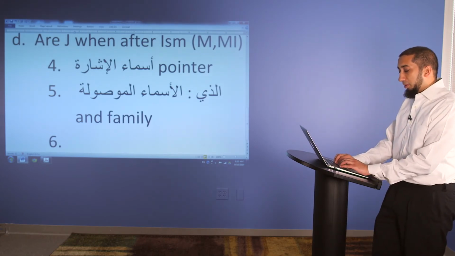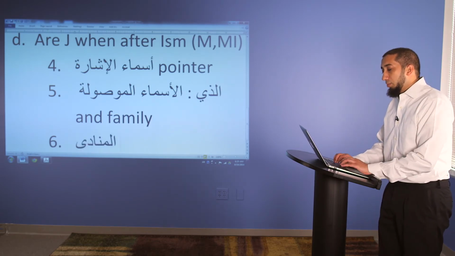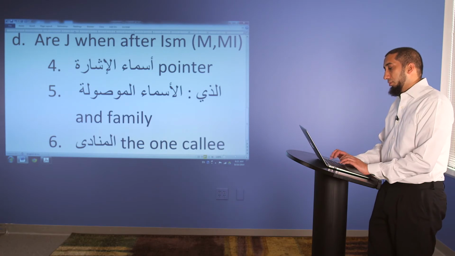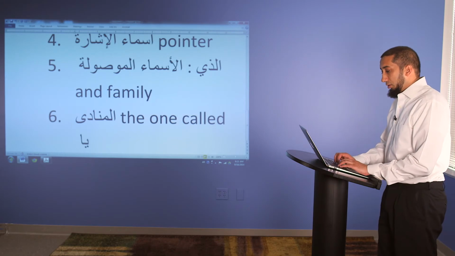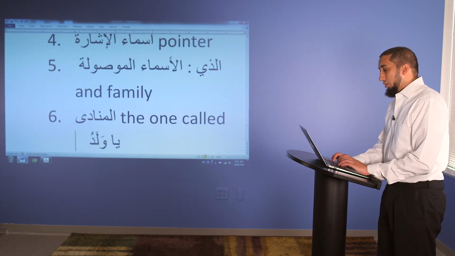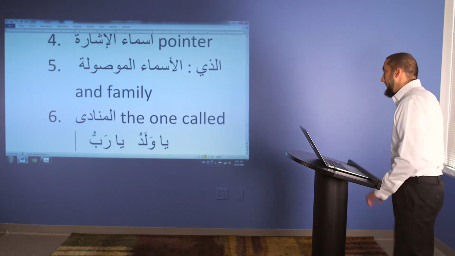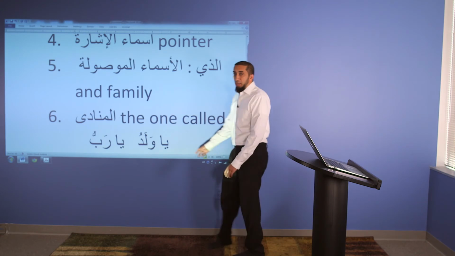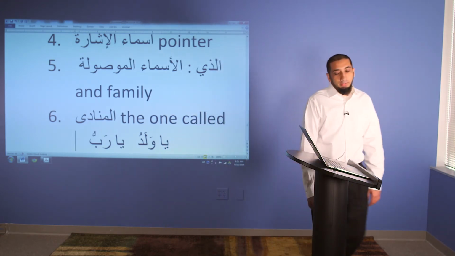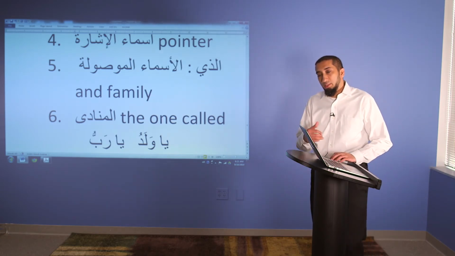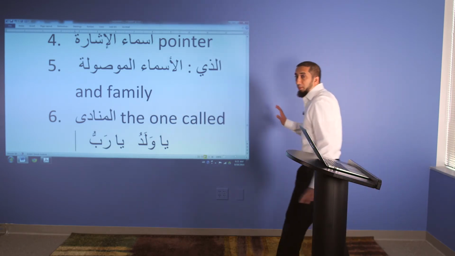Okay, number 6 is Al-Munada. Al-Munada means the one called. An example of Al-Munada is Ya Waladu or Ya Rabbu. When you call someone, you use the word Ya. The thing to remember here is that when you use the word Ya, the next word is light. Is it partly flexible? No, it's not partly flexible. It just becomes light.